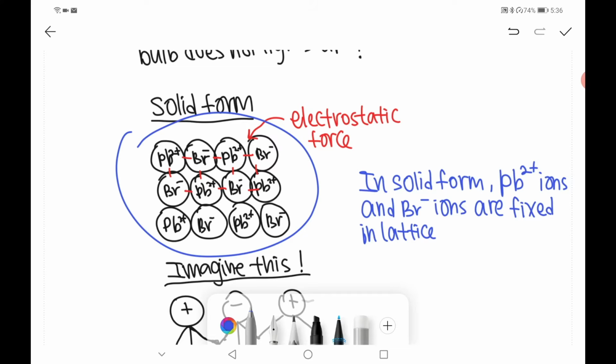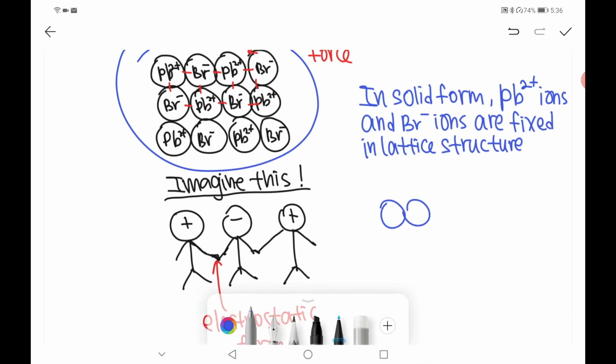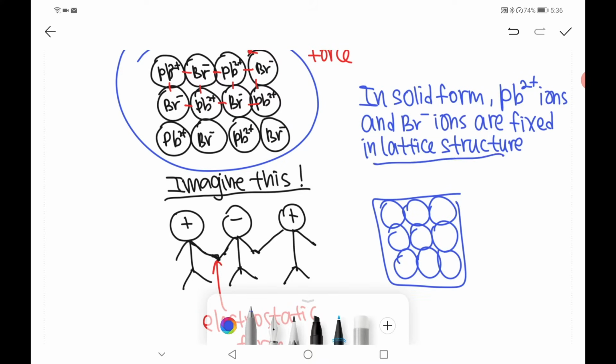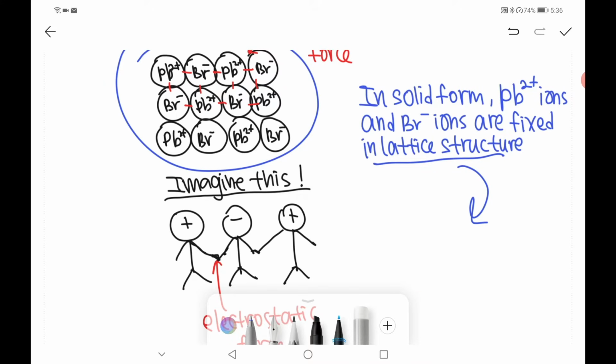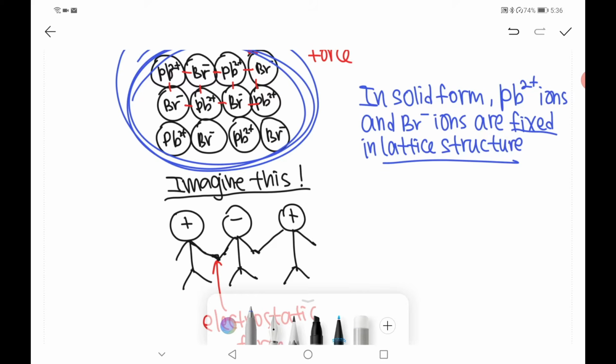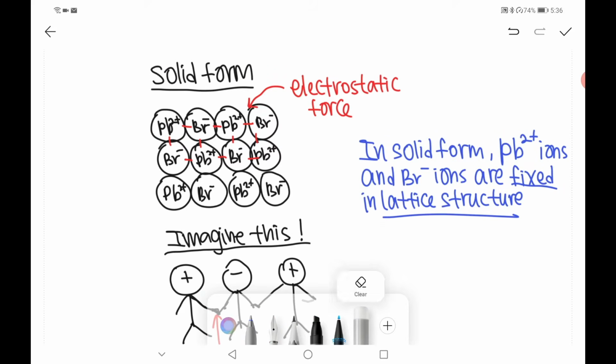Now, this word lattice is something new for you. So what do we mean by lattice structure? Lattice structure means that they are closely packed together like this. When you squeeze them together, this whole thing is called lattice structure. So all the ions are fixed. They cannot move in the repeated arrangement, which is called lattice structure.